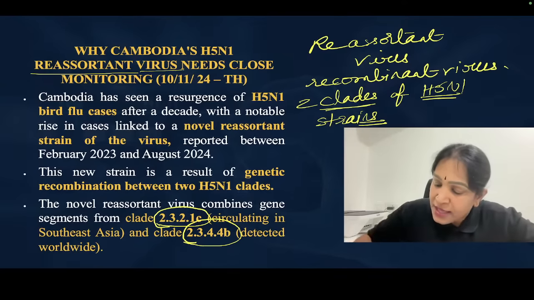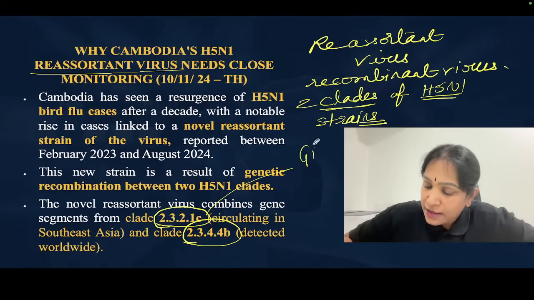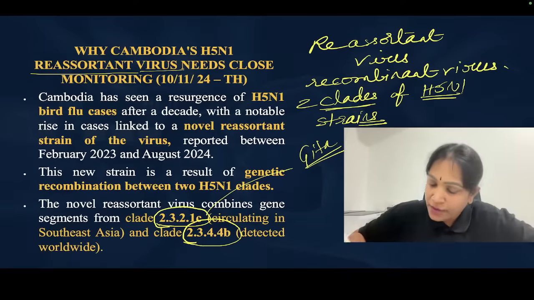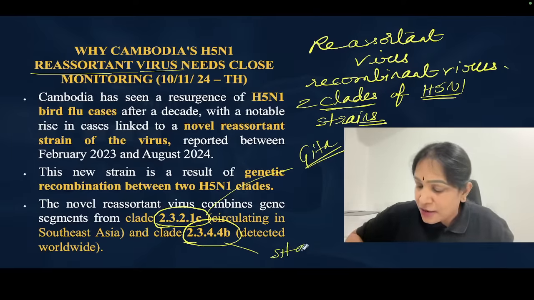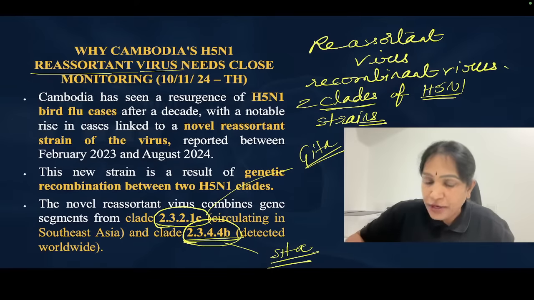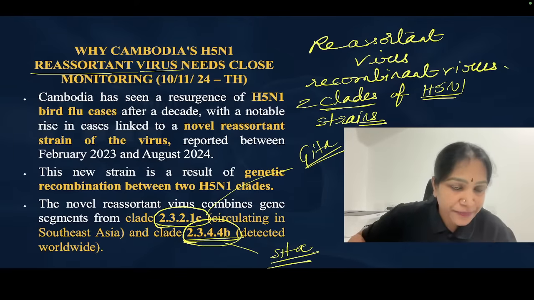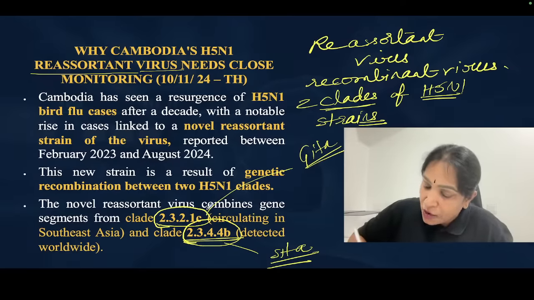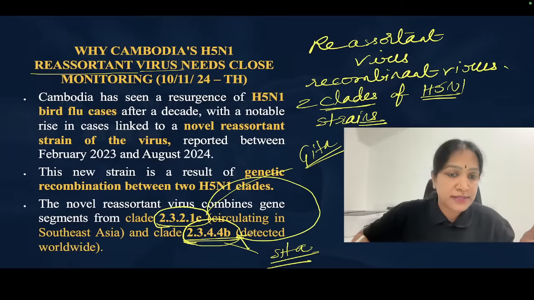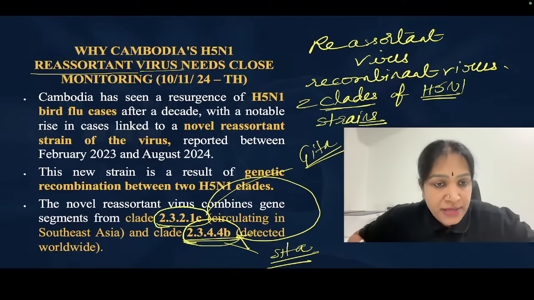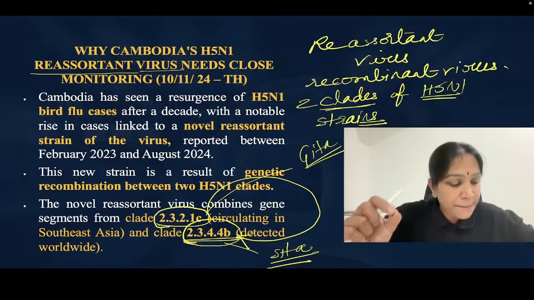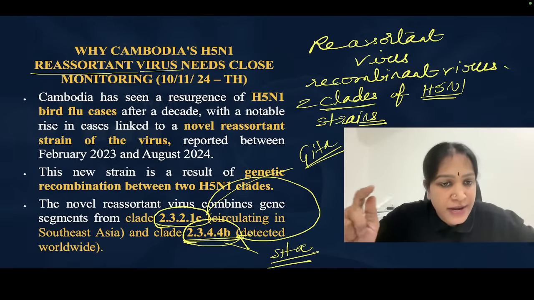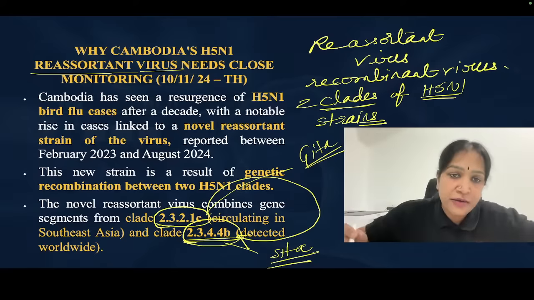Is it clear? Let us suppose Geeta got infected by 2.3.2.1c and Sita got infected by 2.3.4.4b. Is it clear? After some time, Sita also got infected by this virus. I hope it is clear. Same person infected by two different clades of the H5N1. Clear for all of you? Same person infected by two different strains or clades of the H5N1.